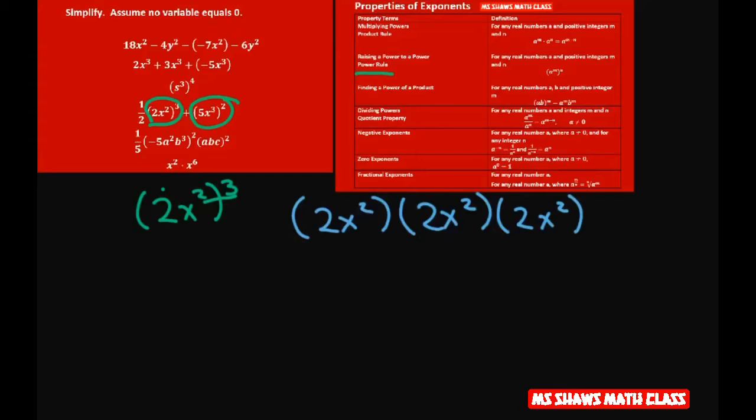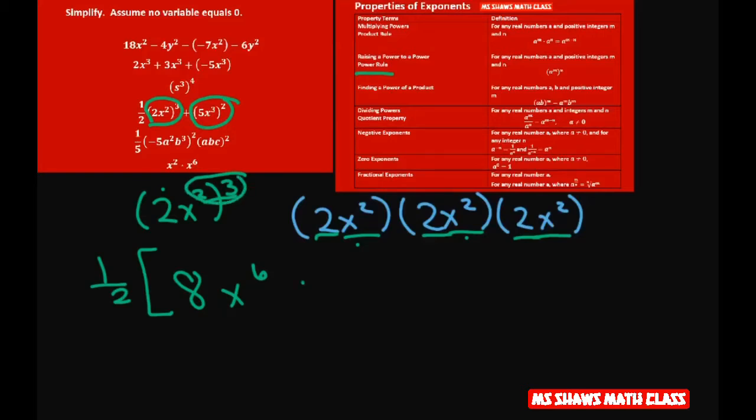So basically what you have is 2 times 2 times 2 is 8. So we have 1/2, and that's going to be 8. Then we have x squared times x squared times x squared. So that's 2 x's, 2 x's, 2 x's is 6 x's. So that's going to be x to the 6th. Of course, you could have just multiplied those two.